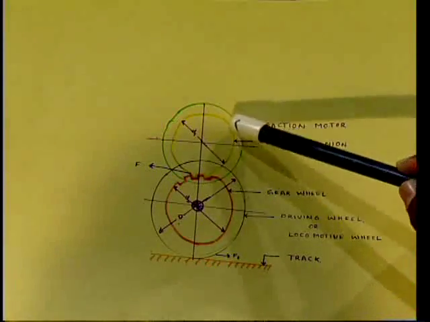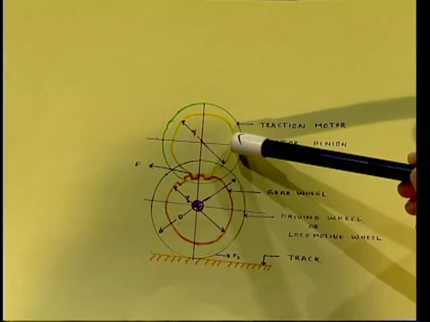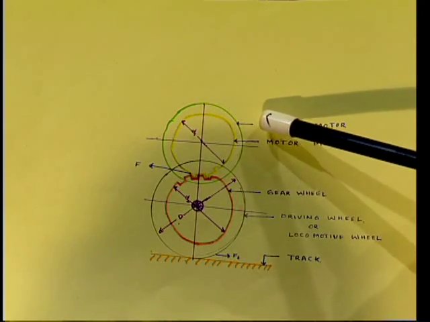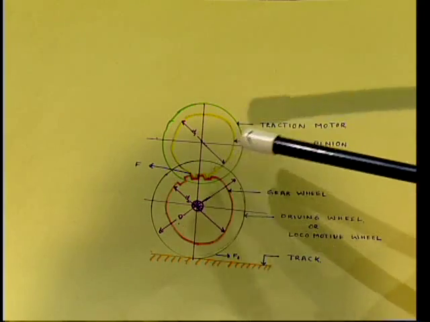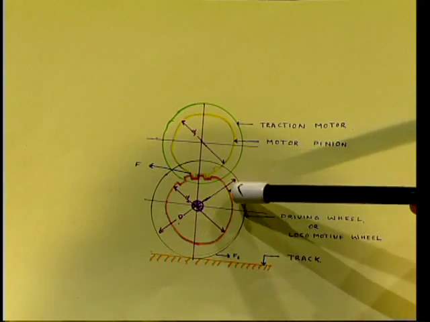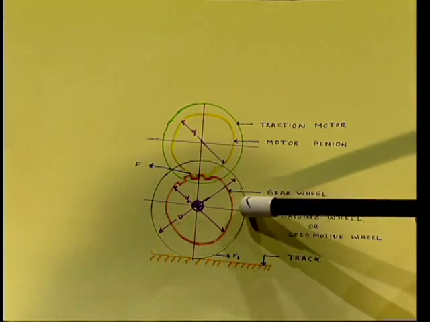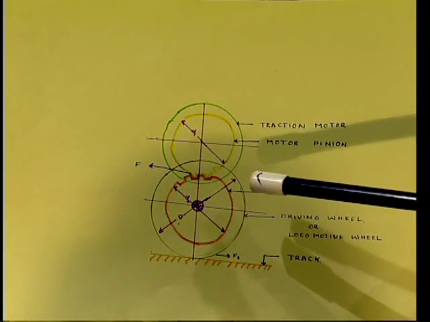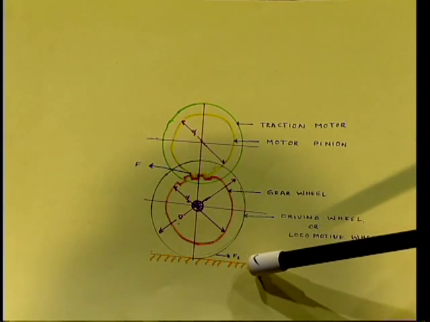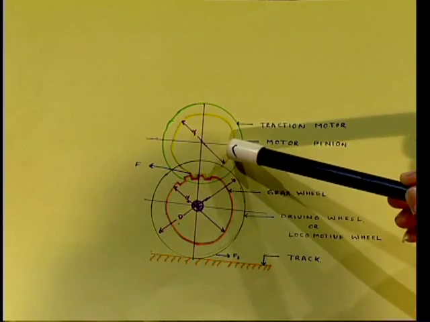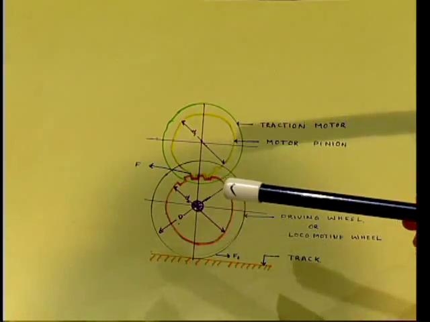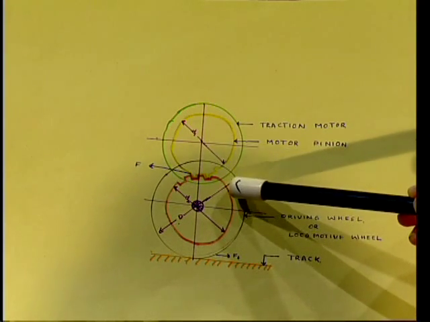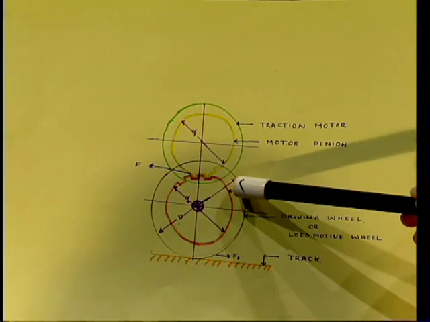Here in the figure, there are two parts, upper part and lower part. In the upper part there are two circles: the big circle represents the traction motor, and the small circle represents the motor pinion. In the lower part there is a big circle, which represents the driving wheel or locomotive wheel, and the small circle represents the gear wheel. In the lower part there is the track, and the motor pinion is meshed with the gear wheel, and the gear wheel is keyed to the driving wheel. Here there are some terms and also the tractive effort that will be explained next.